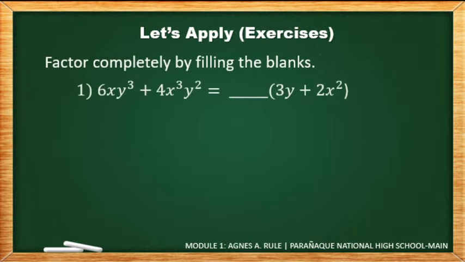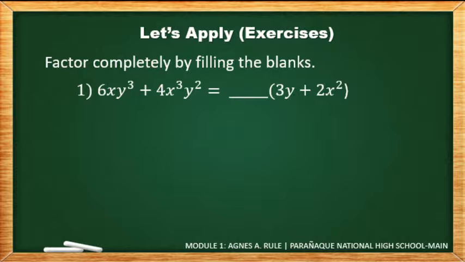Number 1. Okay, factor completely by filling the blanks. 6xy cubed plus 4x cubed y squared. So, observe, ano yung nawawala? The quotient or the GCF or the common monomial factor. So, ang nawawala, the common monomial factor. So, here we need to find the GCF of 6xy cubed and 4x cubed y squared.